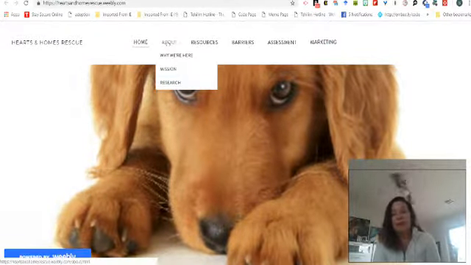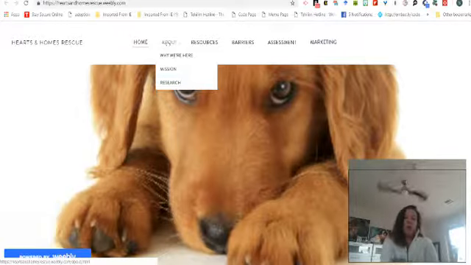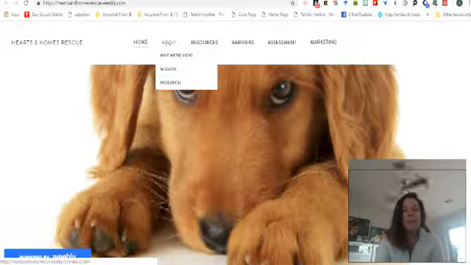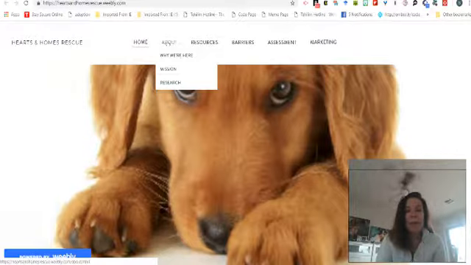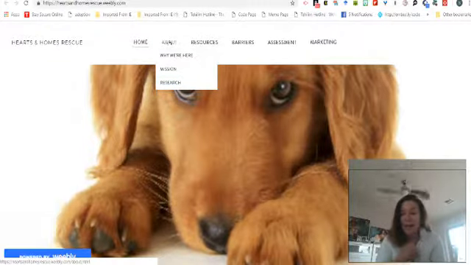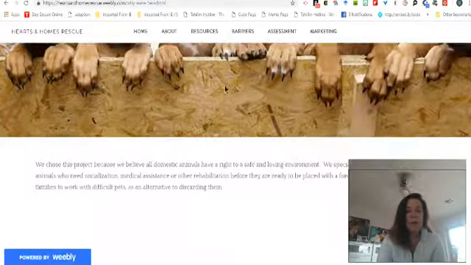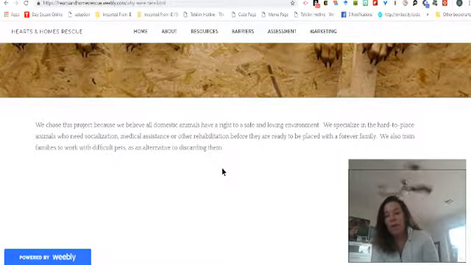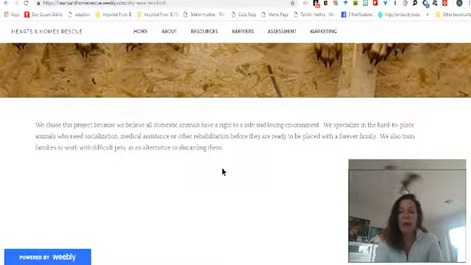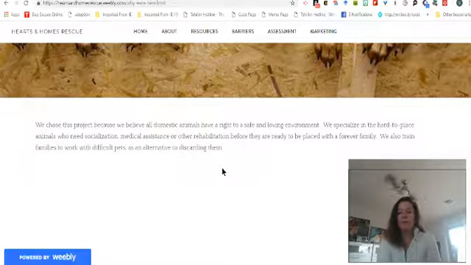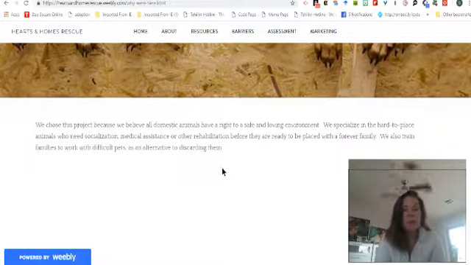Okay, here's where we get started. Most websites have a link that's called About. I chose to have an About link, and I put the three things that were A and B and C. They're not in the right order, but they're labeled, so as an educator I could find them. Why we're here. That was that first question. We chose this project because we believe all domestic animals have a right to a safe and loving environment. We specialize in the hard-to-place animals who need socialization, medical assistance, or other rehabilitation before they're ready to be placed with a forever family. We also train families to work with difficult pets as an alternative to discarding them.